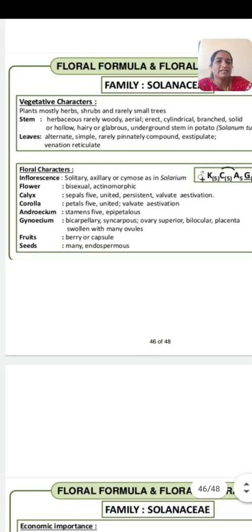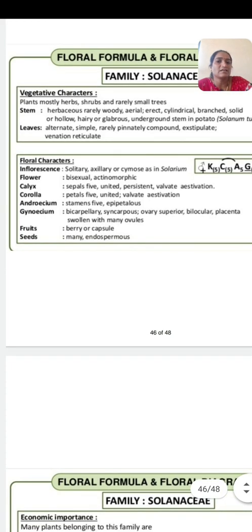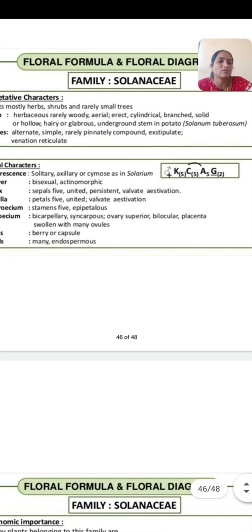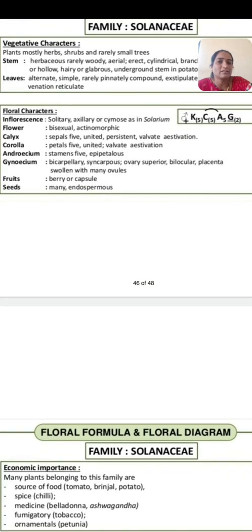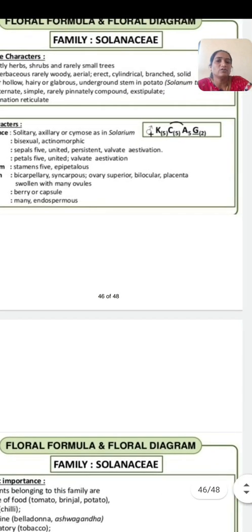Corolla: petals are 5, united, with valvate aestivation. Stamens are 5, they are epipetalous. Now concentrate on epipetalous, it is used in the floral formula. Then gynoecium is bicarpellary, syncarpous, with superior ovary. Fruits are berry or capsule, and seeds are endospermic.